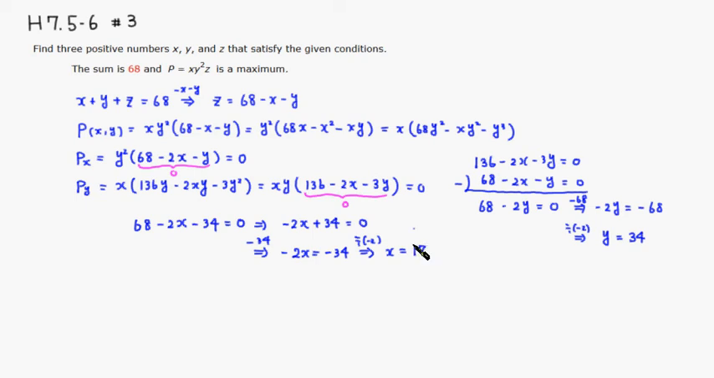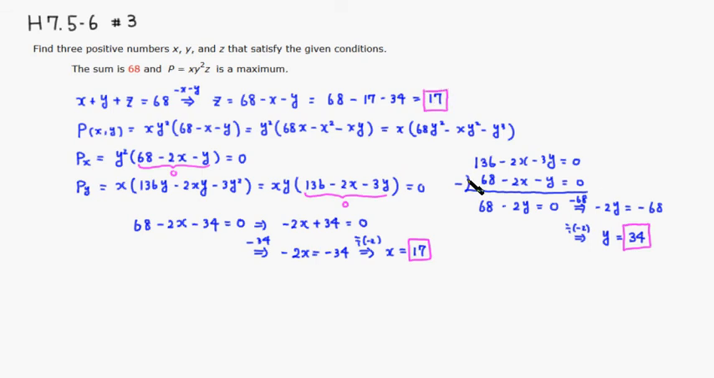So once you found the x value and the y value, here's the recipe to cook up the z value. This is going to be 68 minus the x value, which is 17, and the y value is 34. So this is going to be minus 34. So 68 minus 34 is 34, minus 17 is 17. Therefore, the x value is 17, the y value is 34, and the z value is also 17.